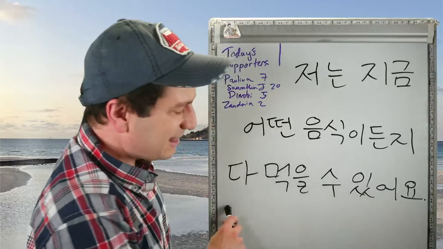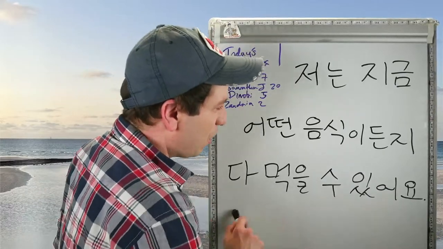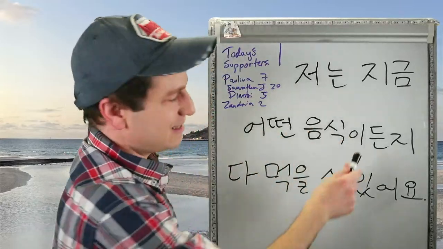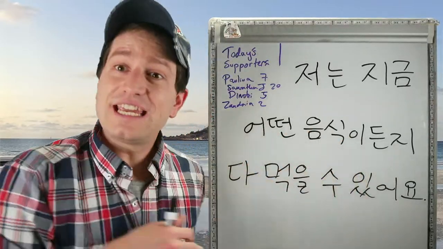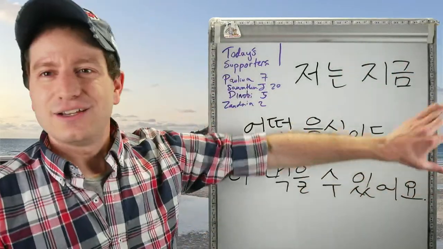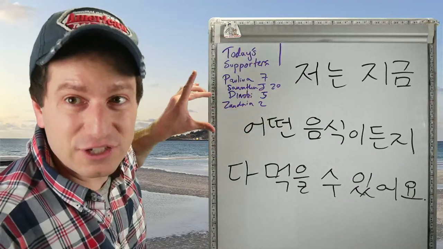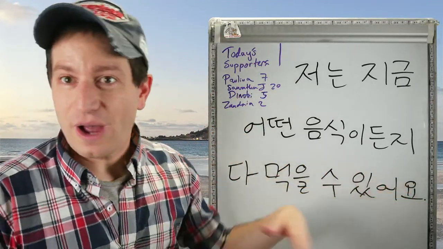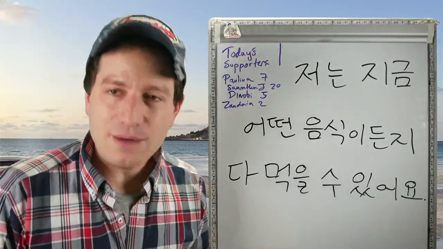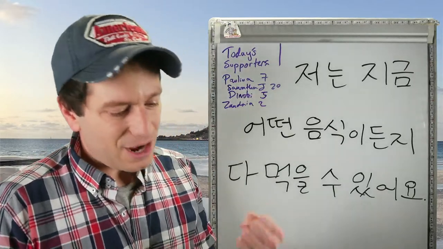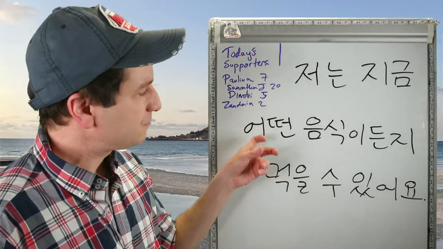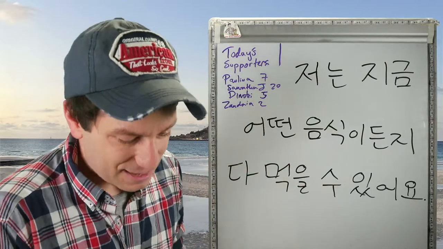먹을 수 있어요. I can eat anything. I can eat all of it, regardless of what kind of food it is, 이다. 어떤 음식이에요? What kind of food is it? 어떤 음식이든지. So regardless of what kind of food it is, 다 먹을 수 있어요. I can eat it all. 저는 지금 어떤 음식이든지 다 먹을 수 있어요. So right now, I could just eat anything, no matter what it is. Okay, does that make sense?